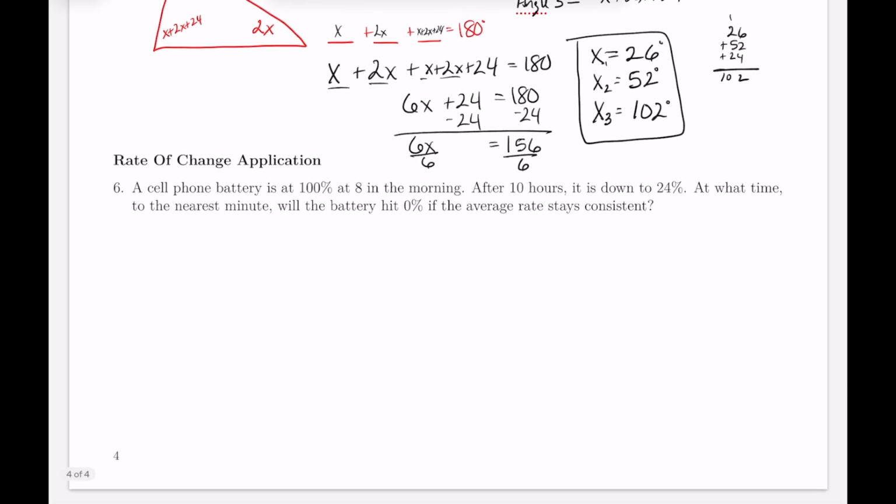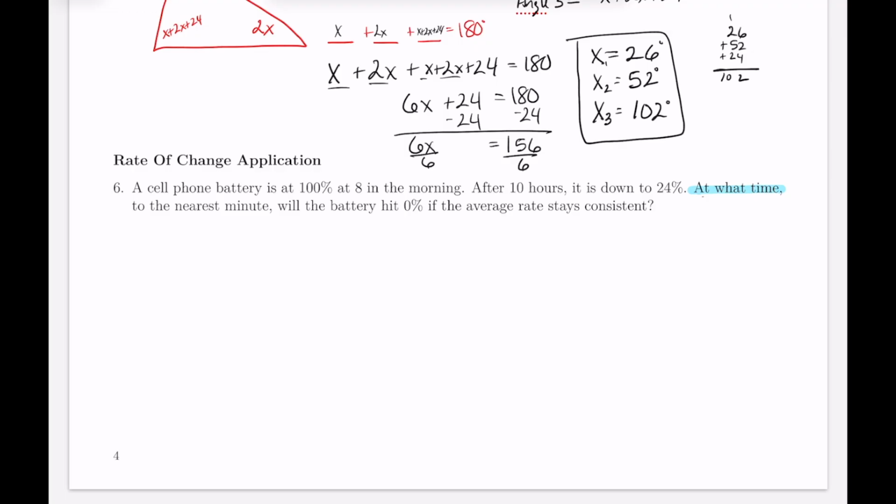Last one. A cell phone battery is at 100% at 8 a.m. in the morning. After 10 hours, it's down to 24%. At what time, to the nearest minute, will the battery hit 0% if the average rate stays constant? My question says, at what time? That means my final answer is going to be a time on the clock, not 3 hours and 12 minutes, but it's going to be an answer like, oh, maybe it's 1:34 p.m. because it says at what time.